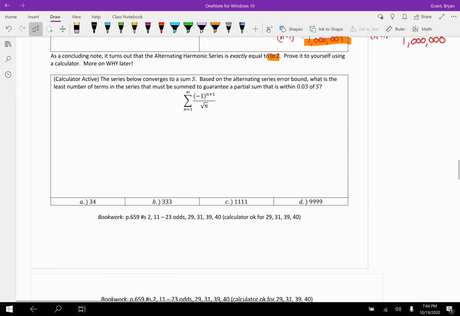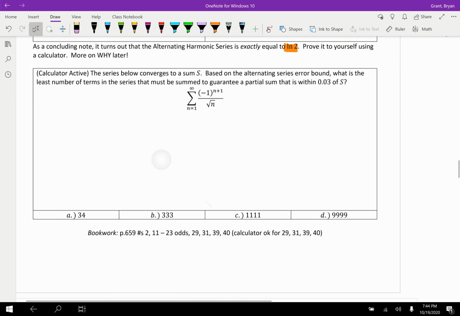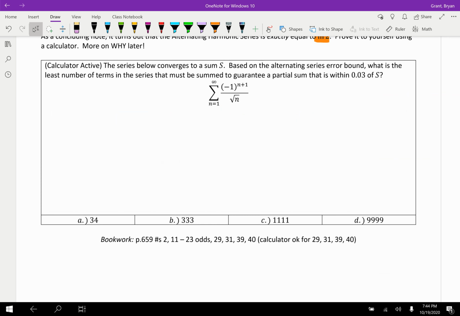Very last problem. The series below converges to some sum s. Based on the alternating series error bound, what is the fewest, I should say fewest here, not least. Least is, we can count this. The fewest number of terms in the series that must be summed to guarantee a partial sum that is within 0.03 of the actual sum.